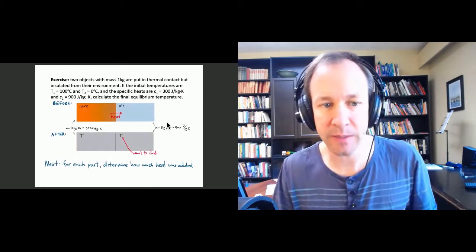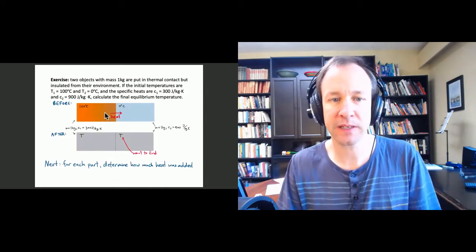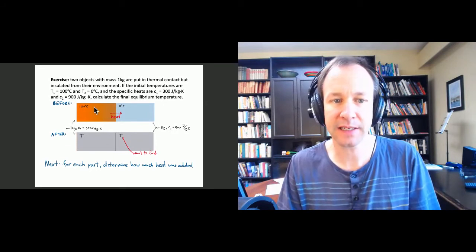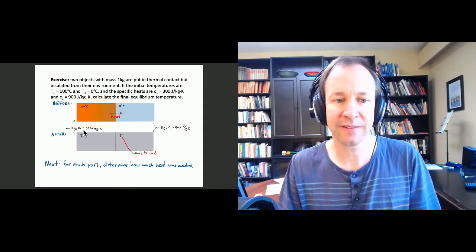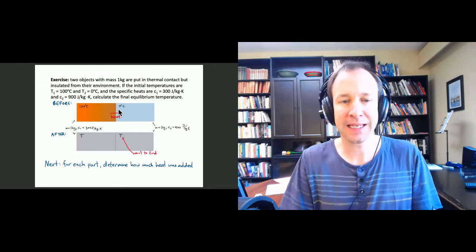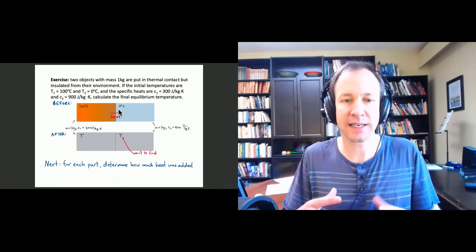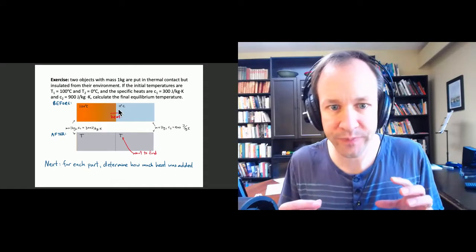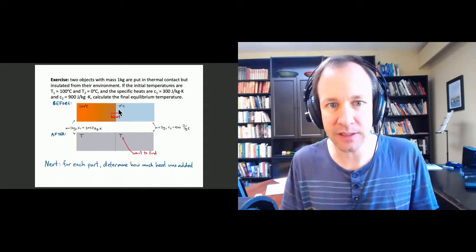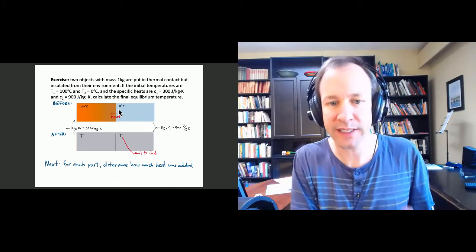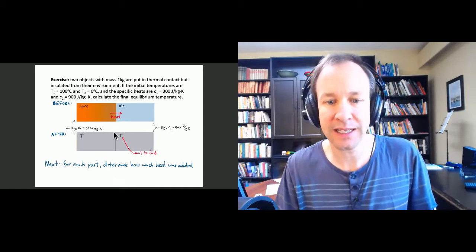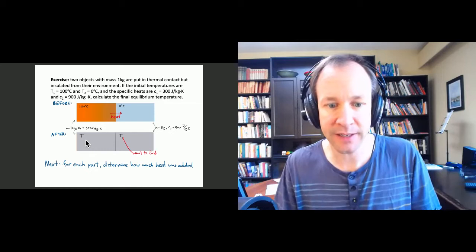So here's what I came up with. In the before picture, I'm showing that we have one object at 100 Celsius, and another object at 0 Celsius, and for the first object, the specific heat is smaller. For the second object, the specific heat is larger. I've written down the mass. In the final picture, what we know is that the two objects are in equilibrium, so they have the same temperature. We don't know what the temperature is. That's what we want to find. And so I've introduced this variable T as our unknown for the problem.